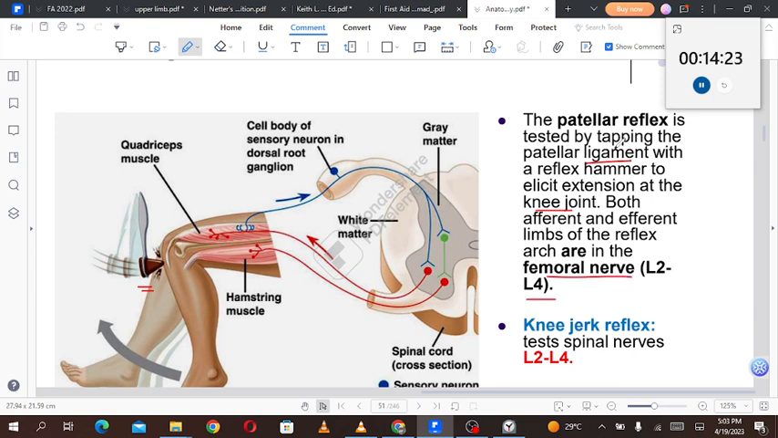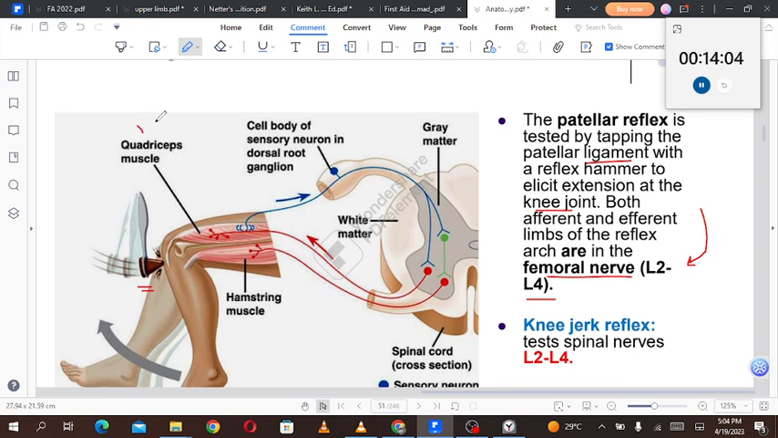The patellar reflex is tested by tapping the patellar ligament with a reflex hammer to elicit extension at the knee joint. Both the afferent and efferent limb of the reflex arc are in the femoral nerve. So the femoral nerve is going to take the information, that is the afferent limb, and is going to take the information back for the muscle contraction as well, that is the efferent limb.